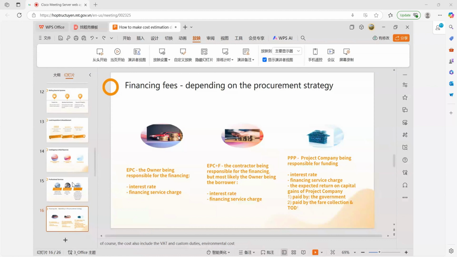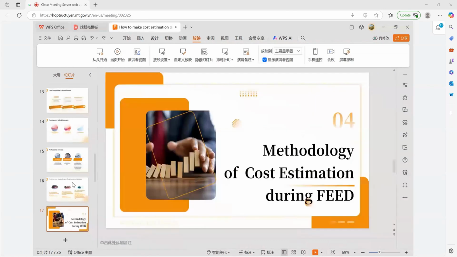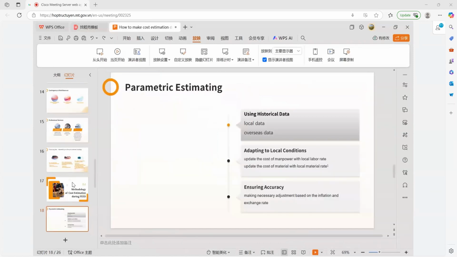Now, let's come to the methodology of cost estimation during FEED. As we know, at this stage many factors are not very clear, so we can do this relatively roughly. The first methodology I would like to introduce is parametric estimating.